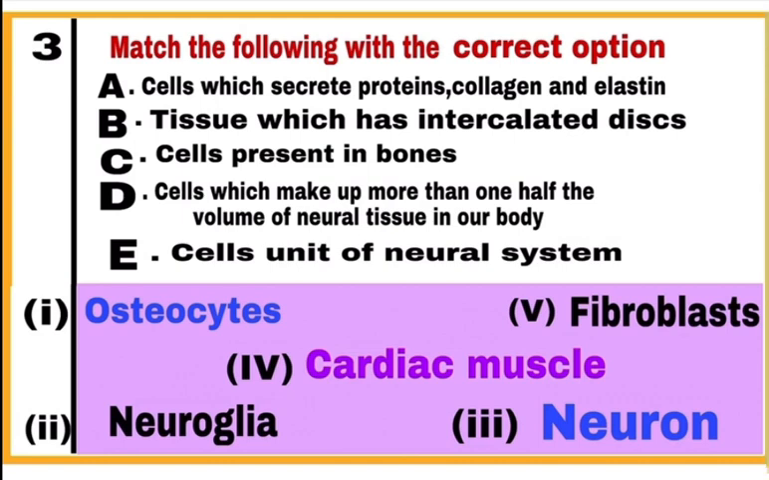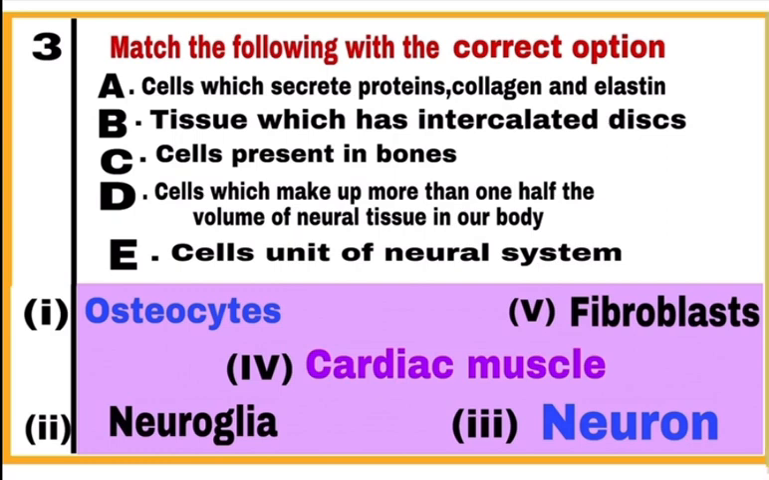These cells are fibroblast cells. They are present in connective tissues except blood. B. Tissue which has intercalated discs. Intercalated discs are present in cardiac muscle tissue which allow the cells to contract as a unit. C. Cells present in bones. Cells of bones are osteocytes.